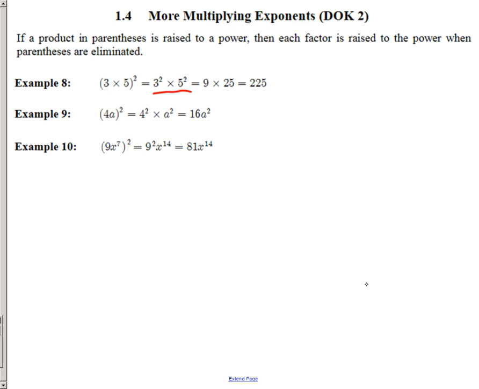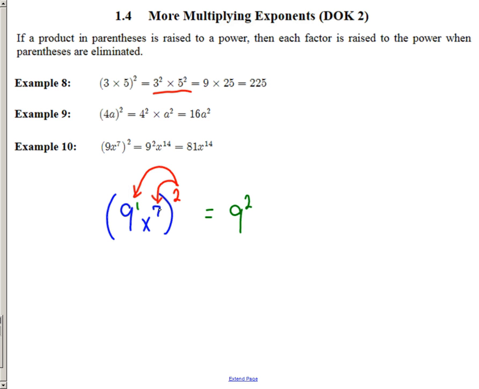When we look at this very last one, this is where it becomes the most helpful because you've got several different pieces of prior knowledge working for you. This too needs to be distributed to every number and variable inside, okay? Every single one. So what's the exponent of this 9? It's a 1. So 1 times 2 is 2. So that's 9 to the second power.